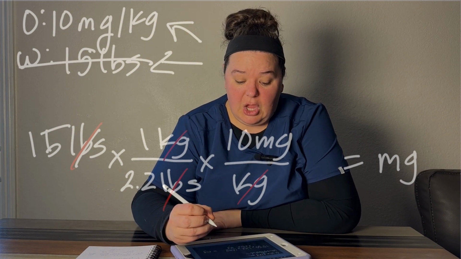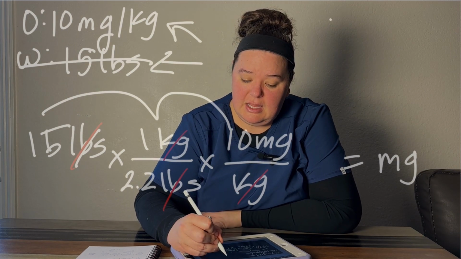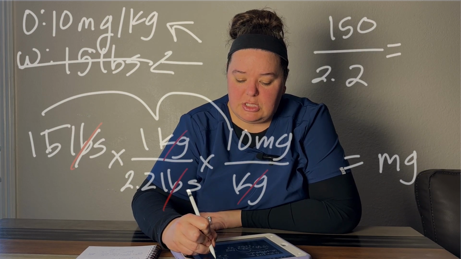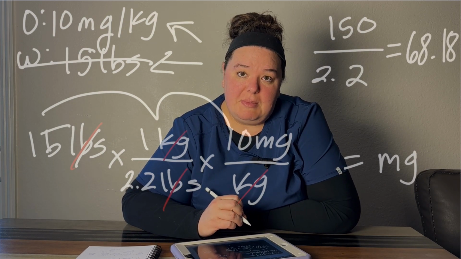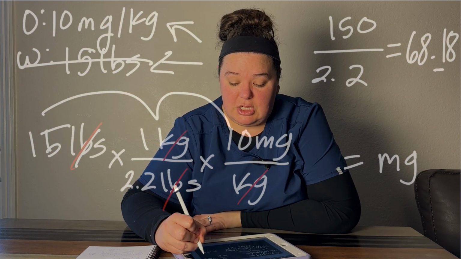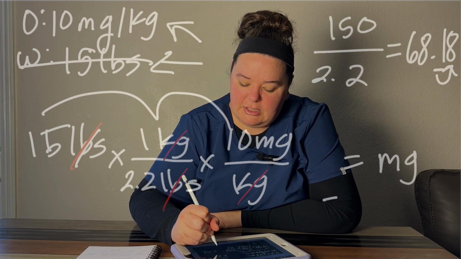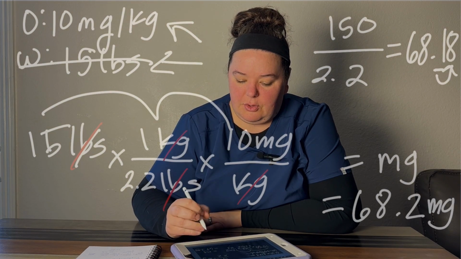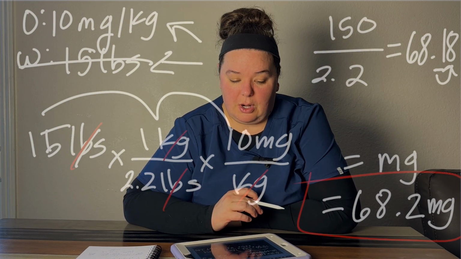For the arithmetic, we're going to multiply everything on the top. So 15 times 1 times 10 is 150. On the bottom, we have 2.2, which is going to net us 68.18. But this answer, remember, said round to the nearest tenth. So we're going to underline the tenth position. Look to its neighbor. It is 5 or higher, which means our final answer is going to be 68.2 milligrams. And so in this problem, we're going to give 68.2 milligrams to our patient.